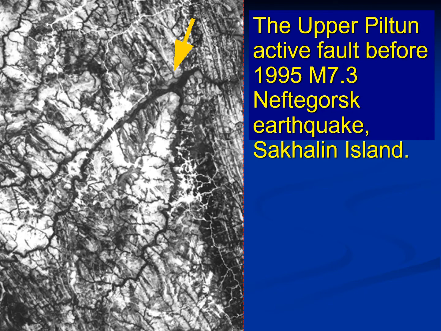Here we can see the Upper Piltun active fault marked by arrow. Photo was made before 1995 magnitude 7.3 Neftegorsk earthquake that occurred in Sakhalin Island. Here is this fault. It is not very well visible.